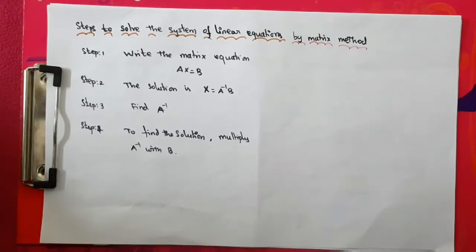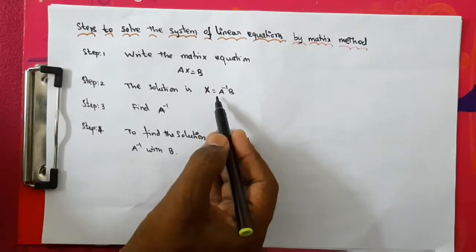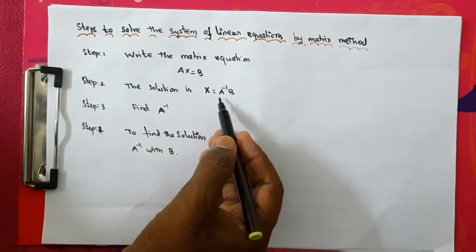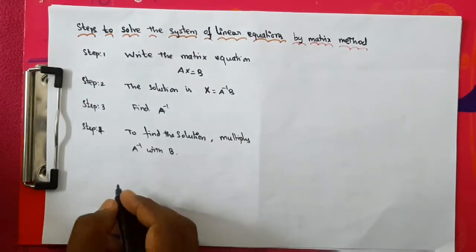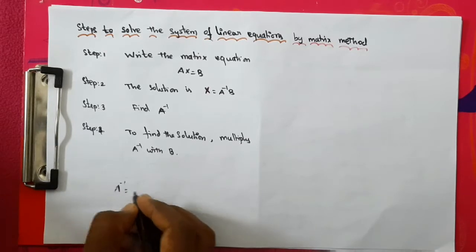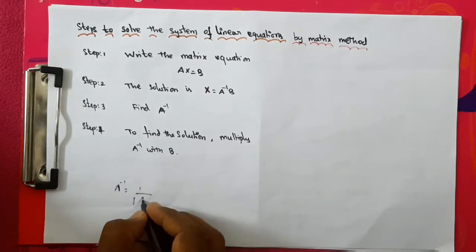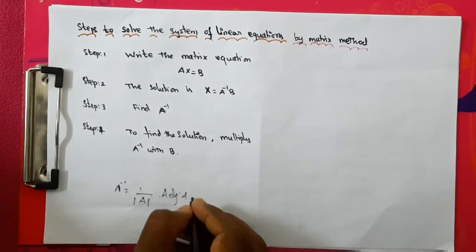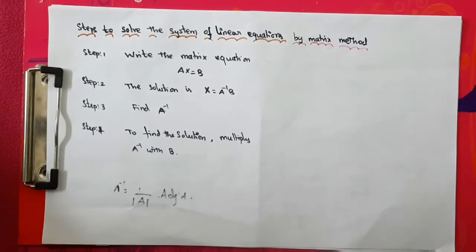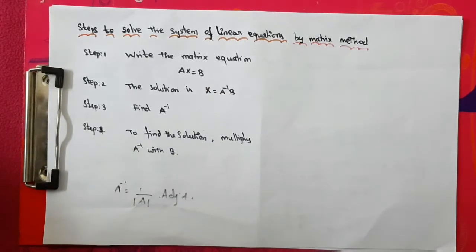So in this one, what is the concept you are using? You are using the concept of the inverse of a matrix. In the last class you would have studied A inverse. So what is the formula? A inverse is equal to 1 by determinant of A into adjoint of A. So that is the formula for A inverse.